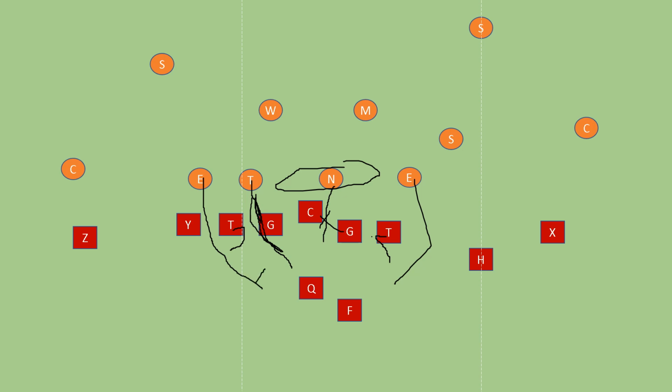Another benefit of having the ends outside as they are is that they create an outside contain for the quarterback, so he cannot run outside of the pocket and escape like we've seen a quarterback do so many times against Texas in recent history.